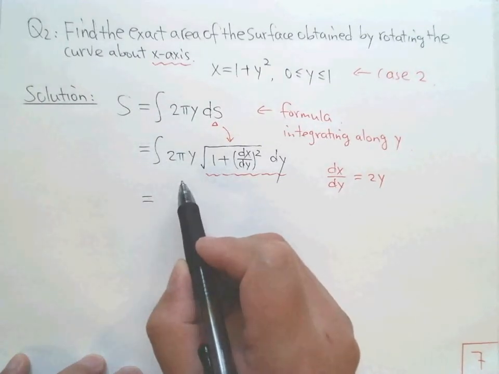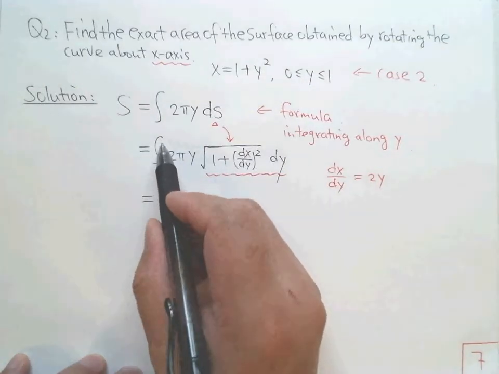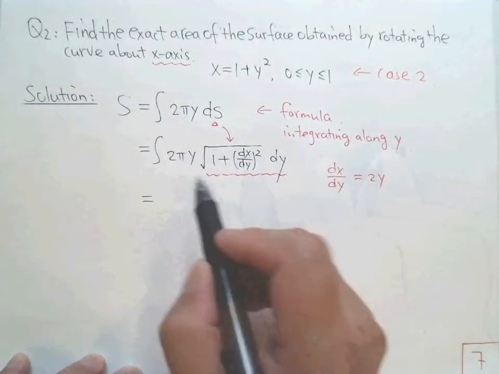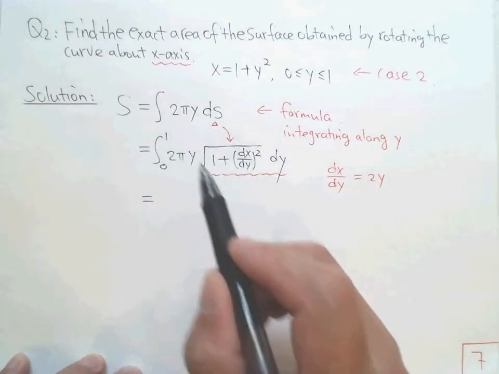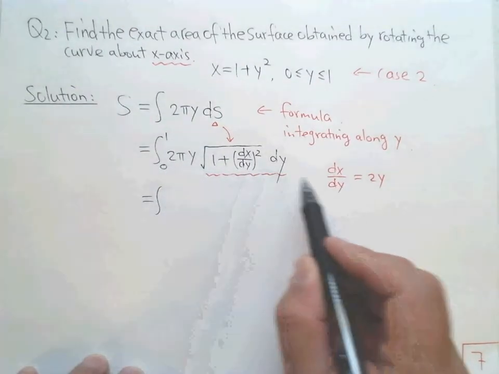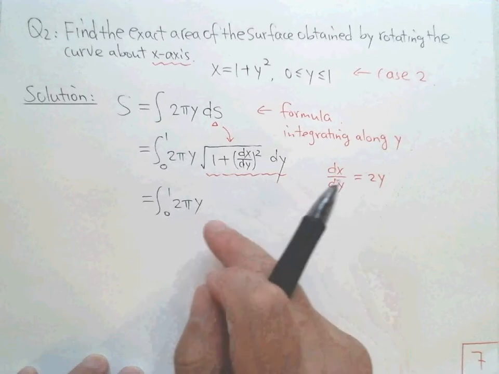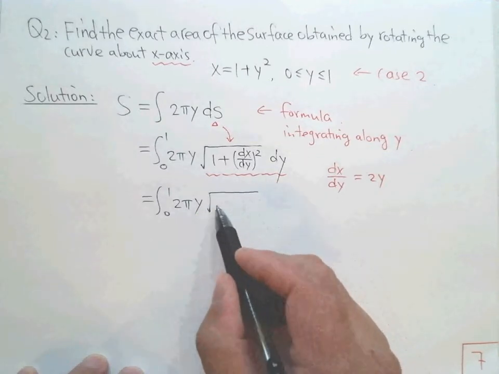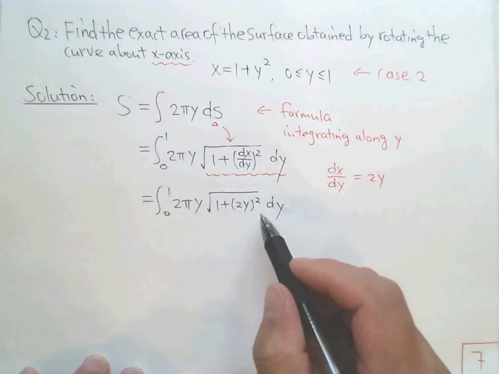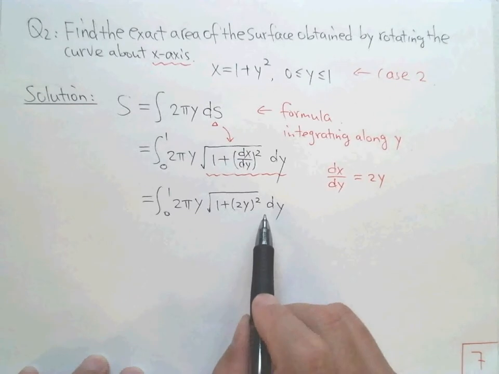Now if we put it here, what do we need to do? It's better to put the interval. You already go to dy, right? So what is the interval? It's from 0 to 1. Integrating along y is from 0 to 1. Don't miss this, otherwise we don't know how to do it. Now I will put this in: integral from 0 to 1 of 2 pi, keeping in mind that y is the variable of integration so just leave it here, times square root of 1 plus (2y) squared, dy.